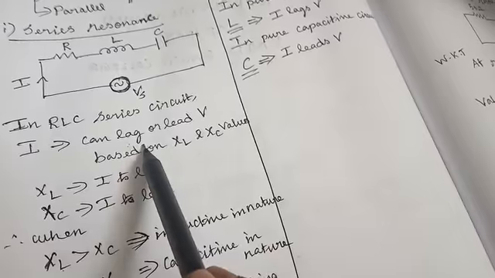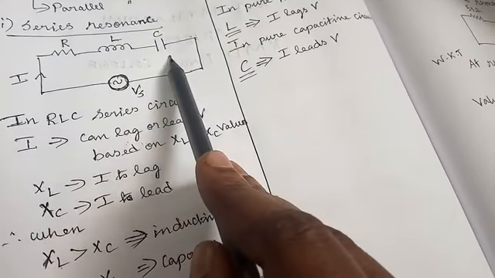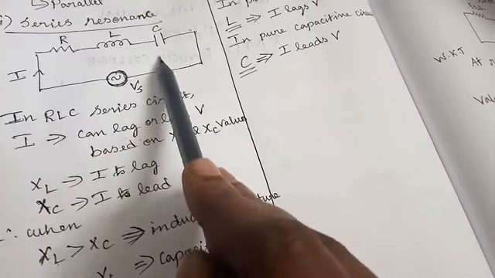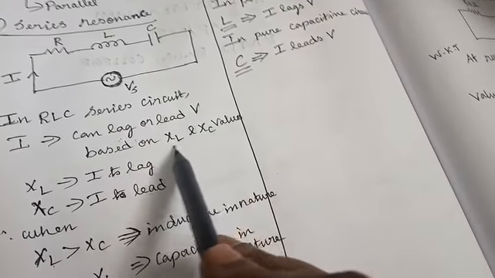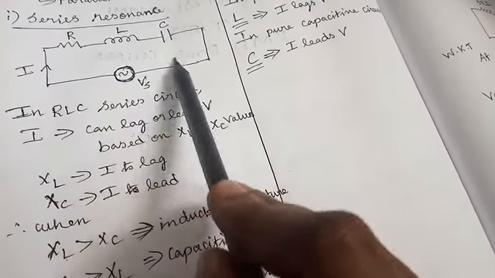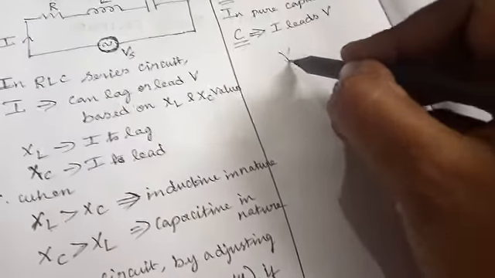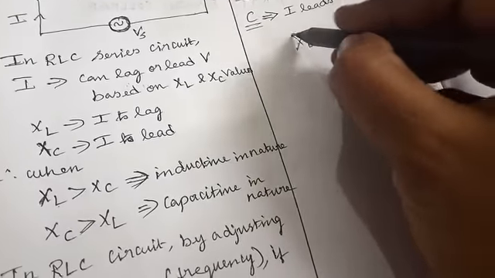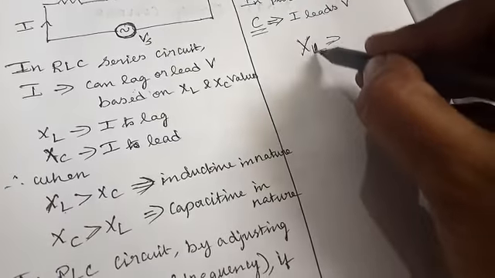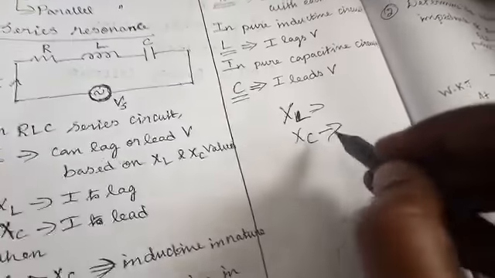Whether it lags or leads is based only on the values of XL and XC. So இந்த சர்க்கியூட்டோட XL வேல்யூ அண்ட் XC வேல்யூ வச்சு தான் இதில் போகிற கரண்ட் லேக் ஆகுமா இல்லை லீட் ஆகுமான்னு சொல்ல முடியும். That is, only based on the values of XL and XC, I can say whether this current is lagging the voltage or leading the voltage. And we already know that XL is the inductive reactance and XC is the capacitive reactance.